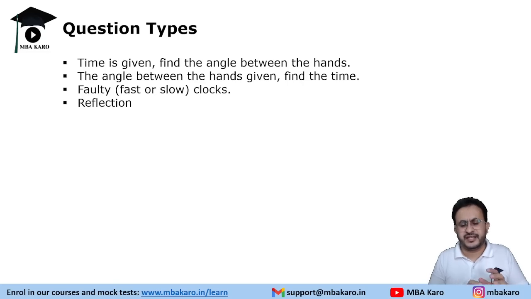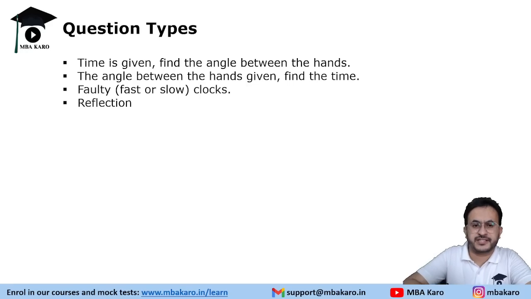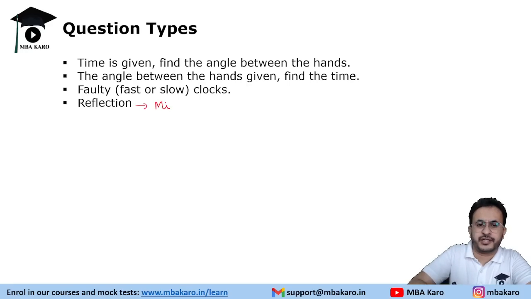Angle is given means they will say that the hands are opposite each other. Opposite each other means a 180-degree angle. Or the hands are at 90 degrees. So we need to find the particular time at which the hands will be at 90 degrees. Then we have faulty clocks, fast clocks or slow clocks. They will tell that this clock is fast, this is slow, and ask when will it show the correct time, when will it show a faster time, etc. And then there is the reflection-based question. Reflection means mirror or water image.